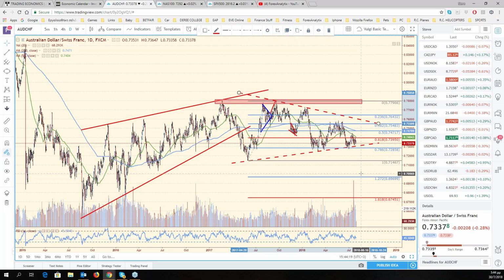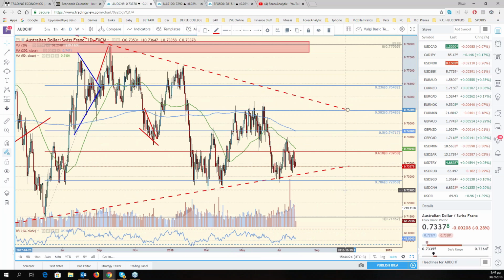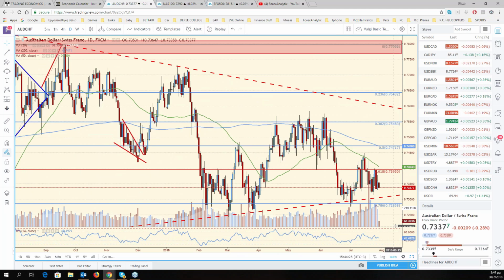So, I would be monitoring this trend line support of the triangle. I think until this breaks, there's not much to do, unless you're a scalper, of course. I'm having a look at daily charts here.